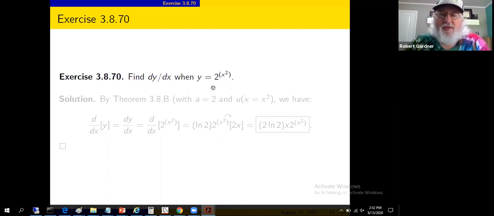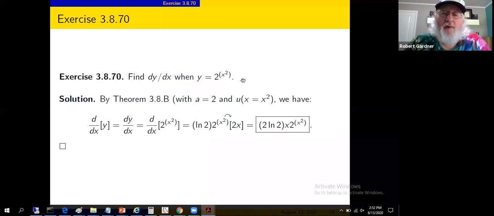All right, that being said, let's differentiate this exponential function base 2. Ugh. Okay. y equals 2 to the x squared power. Find the derivative. All right, well, we got the equipment in Theorem 3.8.b to differentiate 2 to the x squared power. We'll differentiate the exponential base 2. That means rewrite it, but add on this oddball little factor of natural log of 2.